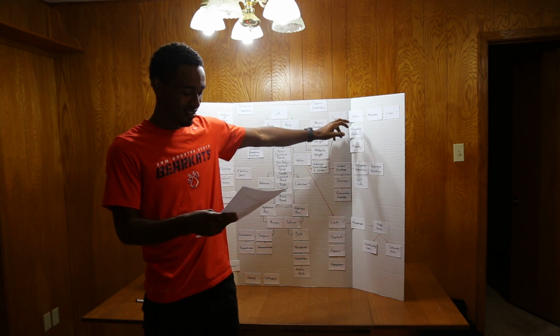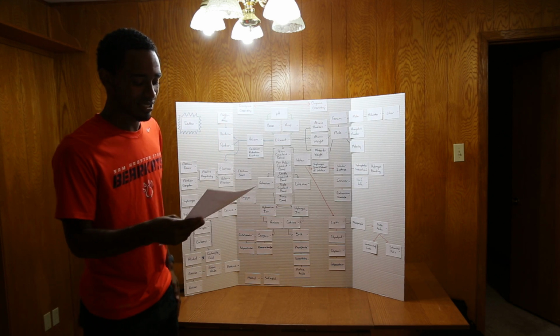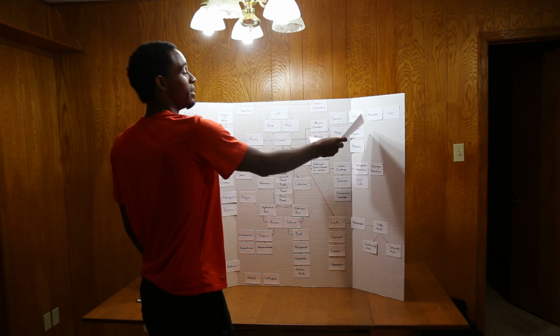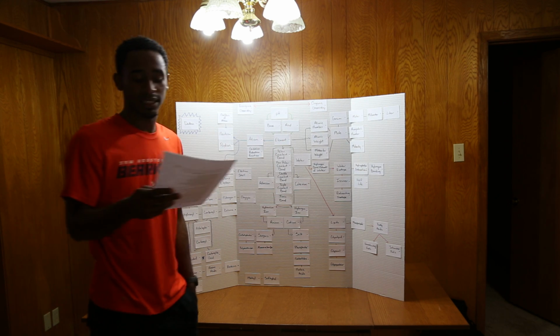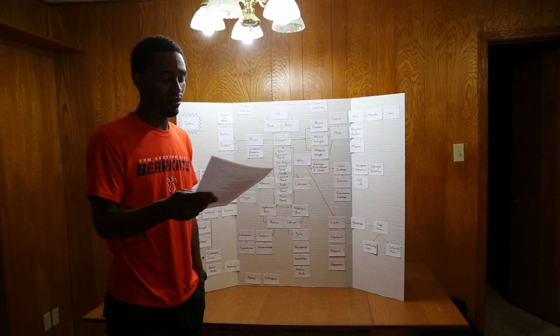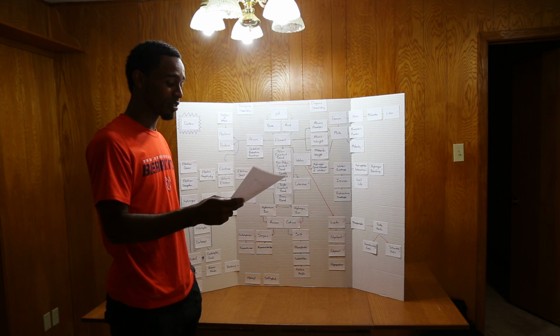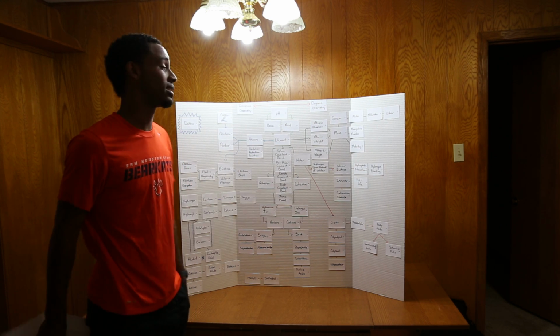Then you have a meter, which is a metric measurement used in science to measure distance. You have a millimeter, which is a metric measurement used in science to measure distance that is much smaller than a meter. And a liter is a metric measurement used in science to measure capacity.